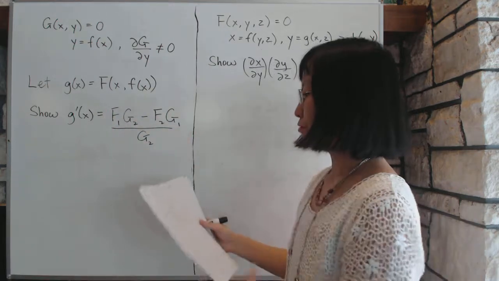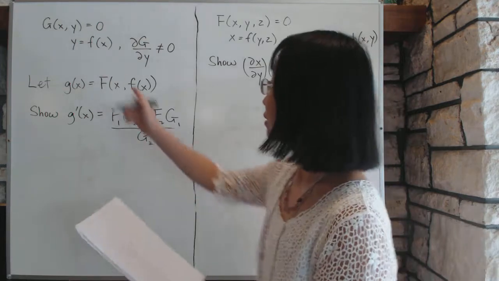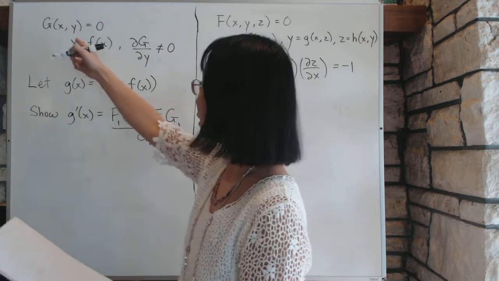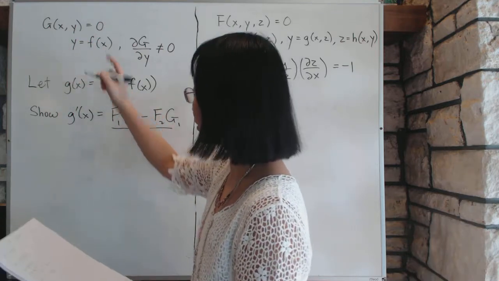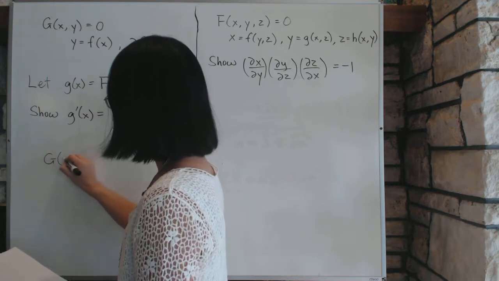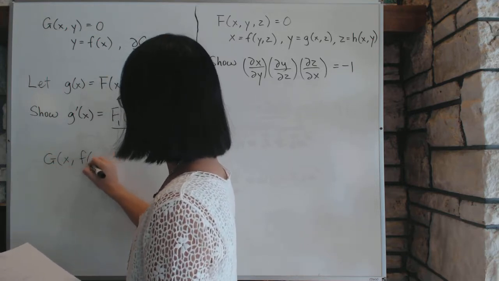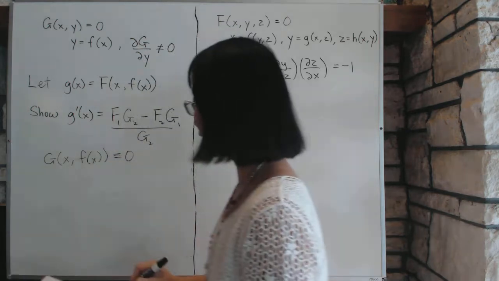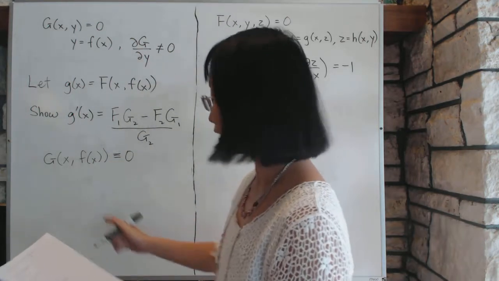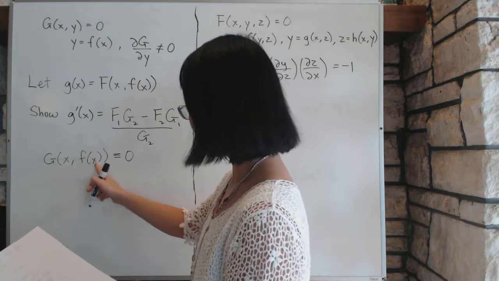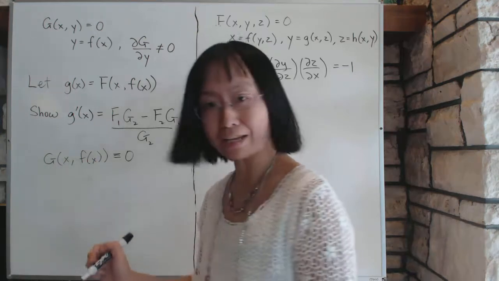Now to do that, we will first go from here. So we will do g(x, y) equal to 0, plugging in y equal to f(x). We have g(x, f(x)) equal to 0, and that equation stands for all x. So let's take the partial derivative with respect to the x variable.